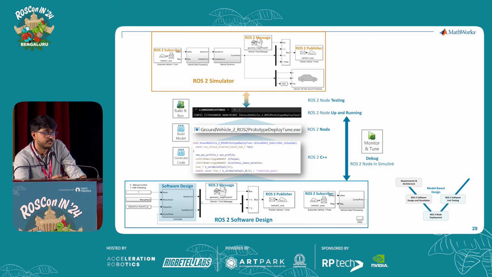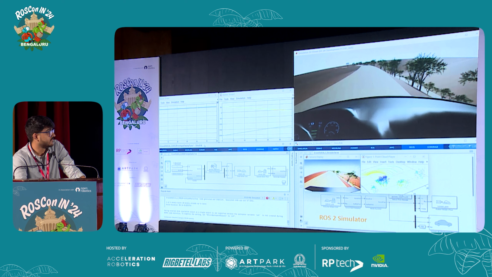Now let me take you back to the deployed ROS node and talk about debugging. We have a feature called Monitor and Tune, where you can use Simulink as a dashboard and monitor the signals that are logged onto the hardware. And from Simulink directly, you can fine-tune the parameters, and that will be updated on the hardware on the run. Here's a demo for that.